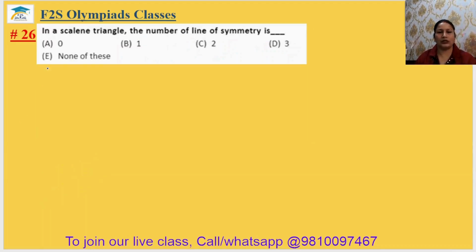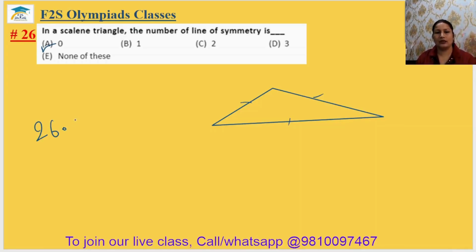Come to question number 26. In a scalene triangle, the number of lines of symmetry is? In a scalene triangle, all the sides are of different lengths. So you can see there are zero lines of symmetry. 26th answer will be A.